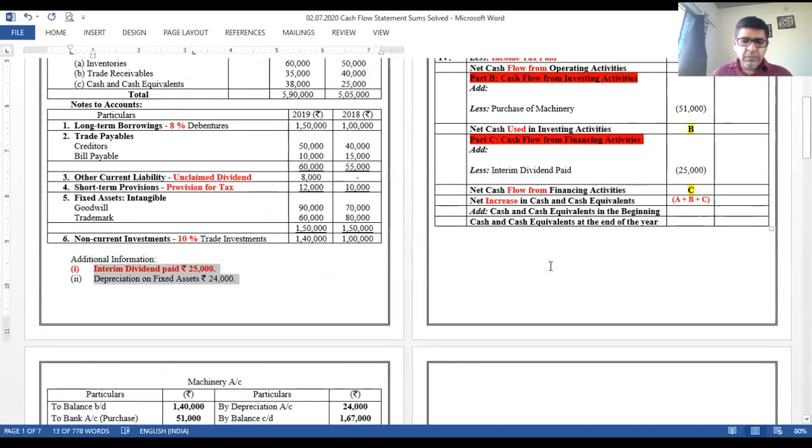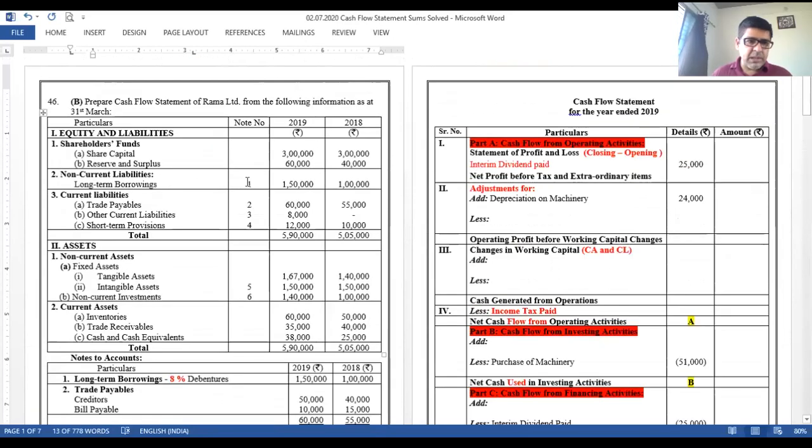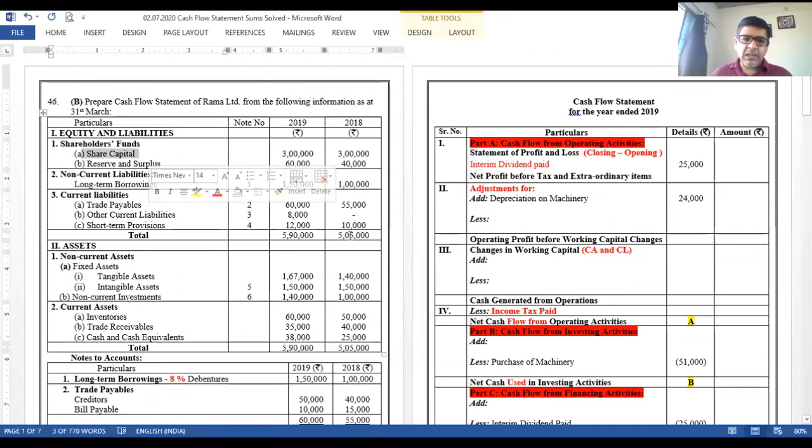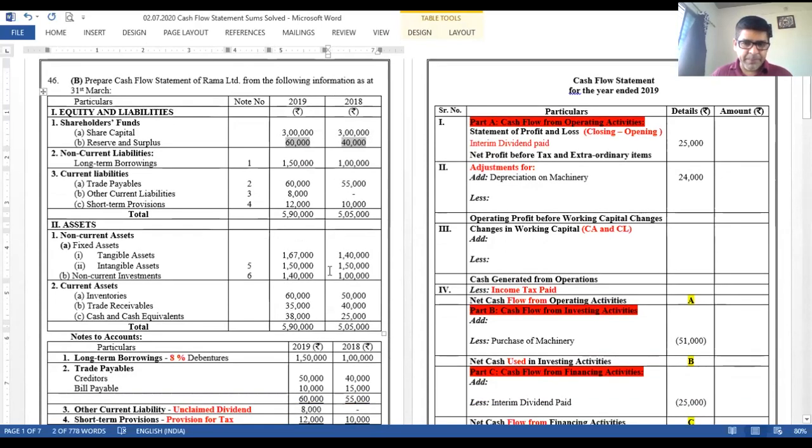Okay, done. Now moving ahead, let us start with the balance sheet. Share capital can be seen. It is 3 lakh and 3 lakh. When the amount doesn't change, we need not consider the same in the cash flow statement. Reserves and surplus can be seen. It is 60 as a closing balance and 40 as an opening balance, 60 and 40, closing and opening.